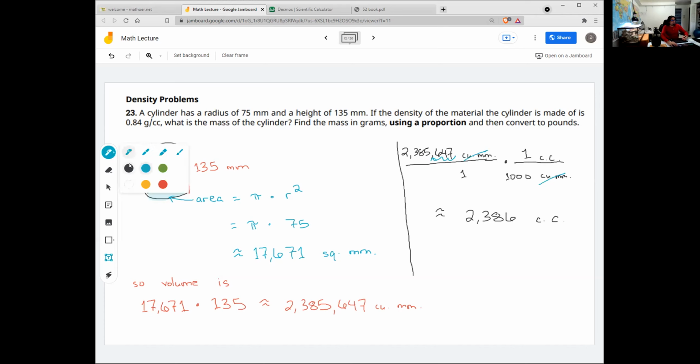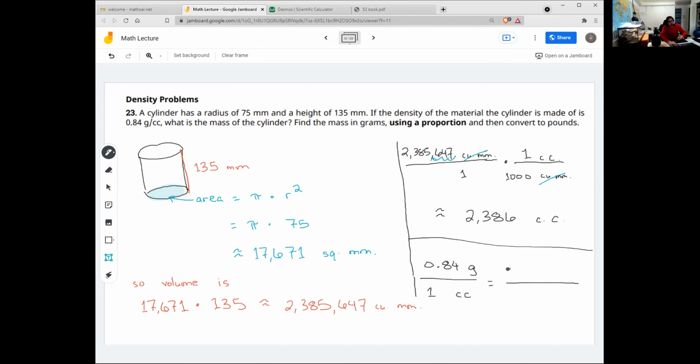Now I'm going to do a different unit analysis. It wants me to use a proportion, so I'll do what it says. If it's generally true that we have 0.84 grams for 1 cubic centimeter, now how many grams do I have for 2,386 cubic centimeters?